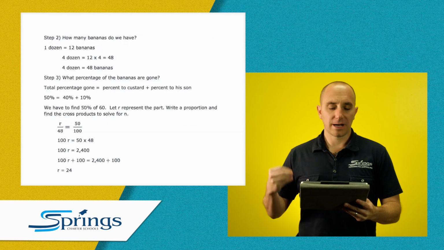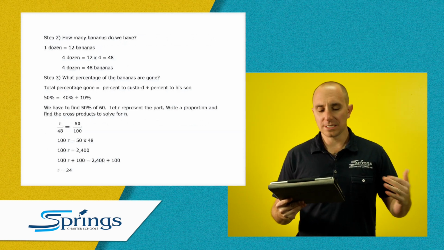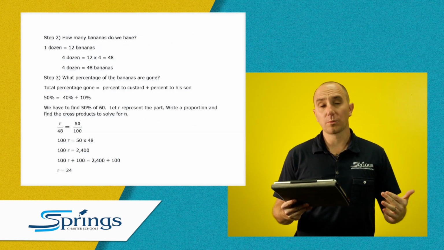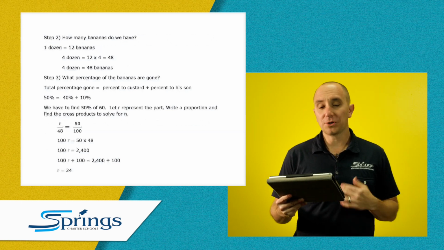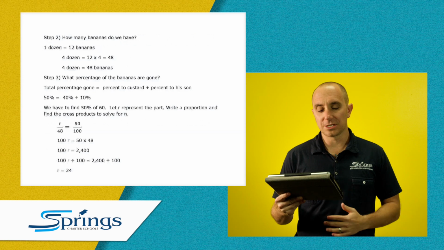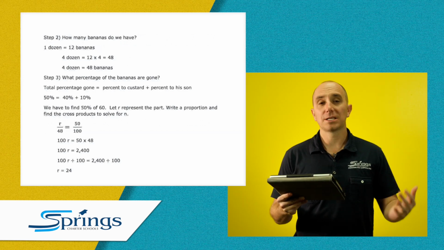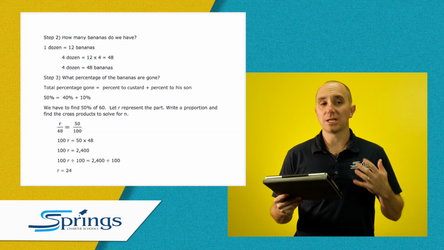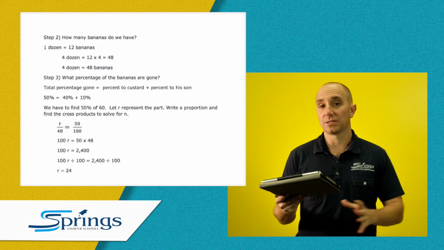All right, so let's look. We're really trying to figure out how many bananas we have. So first, we have 1 dozen is equal to 12 bananas. So since he had 4 dozen, we have 12 times 4, which is 48. So we're starting out with 48 bananas. Now, what percentage of the bananas are gone? So we have to figure out our total percentage gone. So we have our percent that was used for custard plus our percent that was given to Troy's son. So we have 50% used because 40% were used for custard and 10% were given to his son.